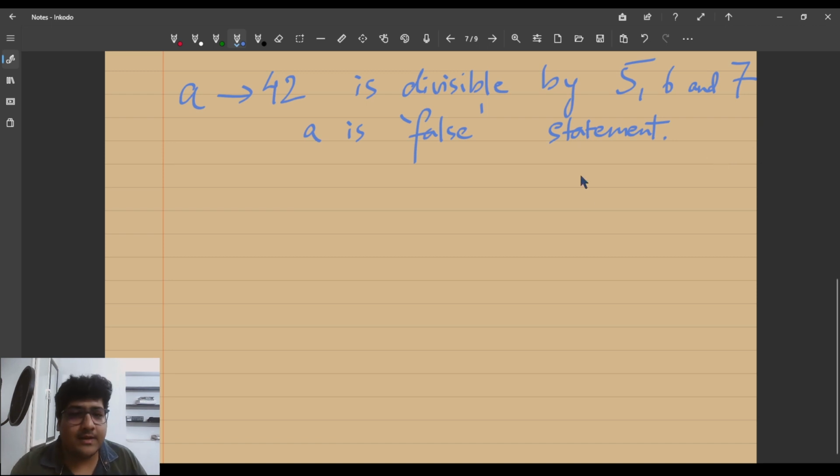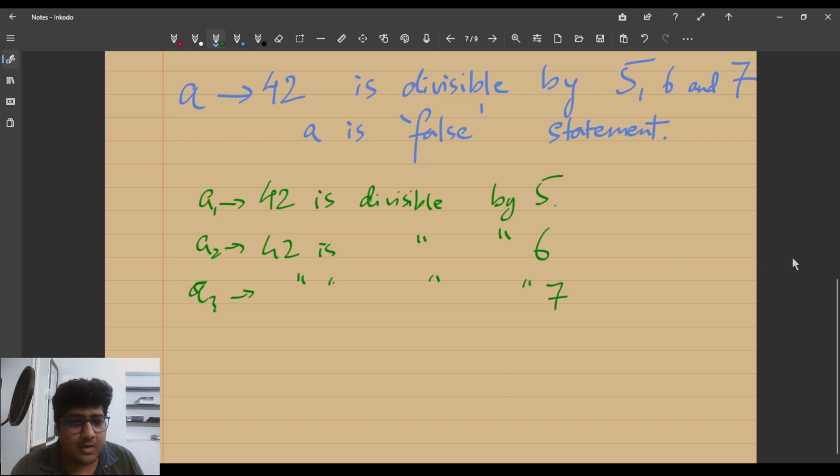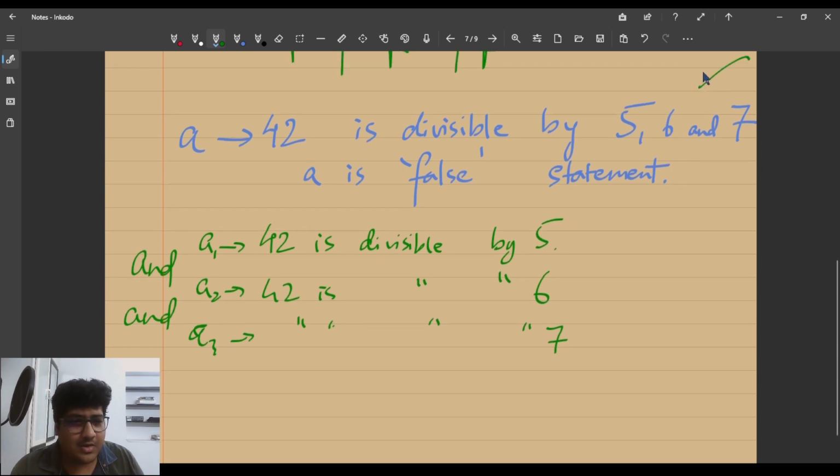So why is it false? Why did it turn out to be false? Notice that this statement is made up of 3 different statements. 42 is divisible by 5, this is one statement, I'll call it A1. A2 will be 42 is divisible by 6, and A3 is 42 is divisible by 7. All these statements I am linking together with AND. So you can just write it in short notation this way.